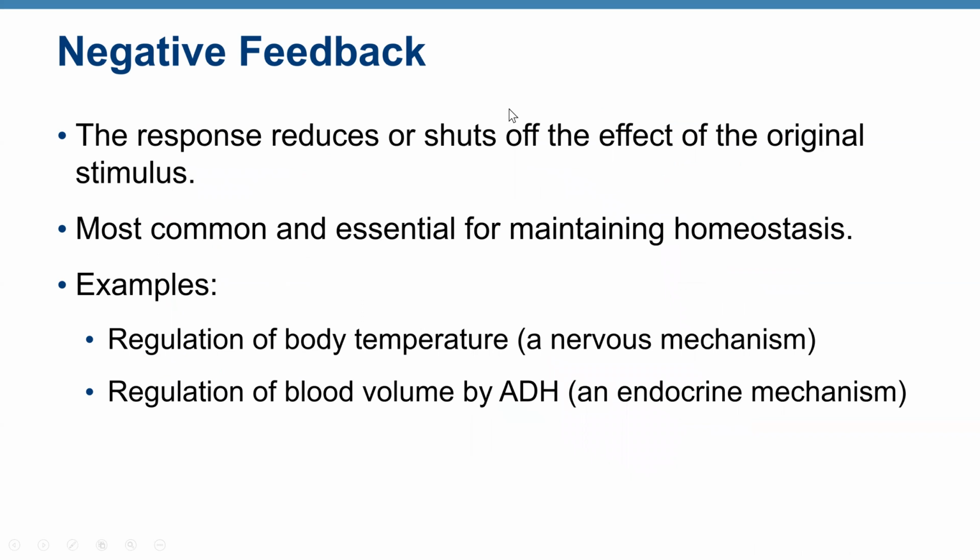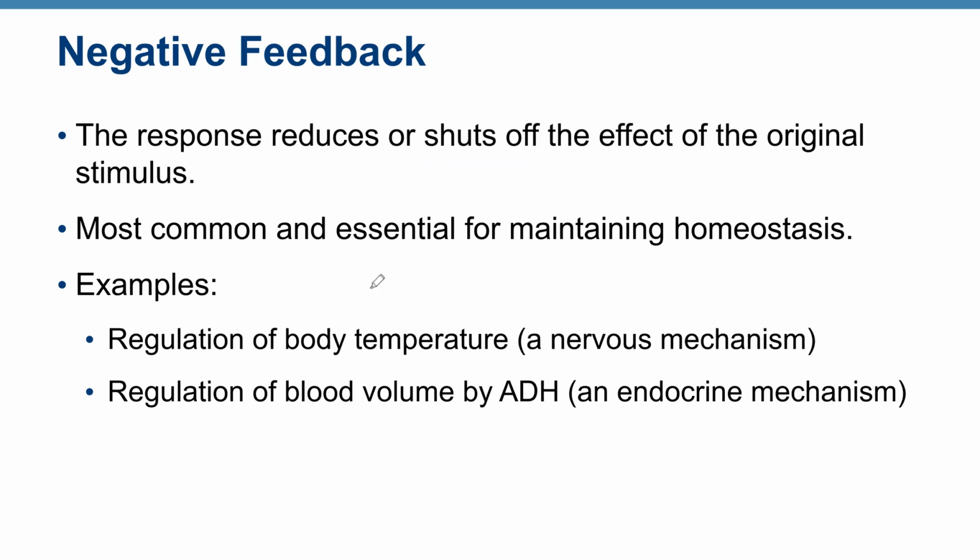So, negative feedback. It's a response that reduces or shuts off the effects of the original stimulus. It's most common and essential for maintaining homeostasis. Examples of negative feedback would be regulation of body temperature, which is a nervous mechanism, and regulation of blood volume by ADH, antidiuretic hormone, which is an endocrine mechanism. So we have nervous mechanisms and endocrine mechanisms that will reduce or shut off the stimulus.